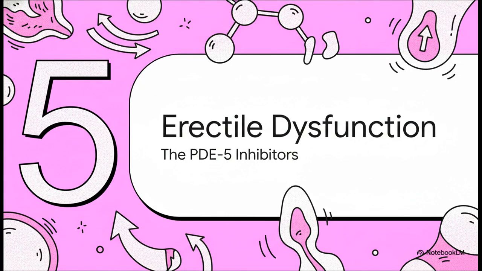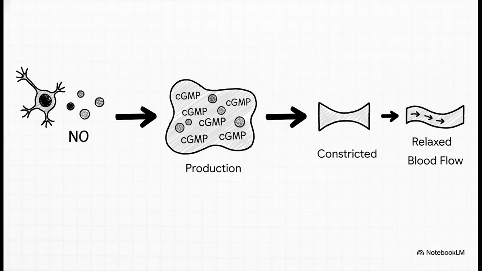Let's move to our final clinical problem for today. And it's one you will see very often in your practice: erectile dysfunction. So the basic mechanism is all about blood flow. During sexual arousal, your nerves release nitric oxide. This NO then triggers the production of a messenger molecule called cGMP. Now, cGMP is the hero here. It's the one that tells the smooth muscles in the penile arteries to just relax, allowing blood to rush in and cause an erection.